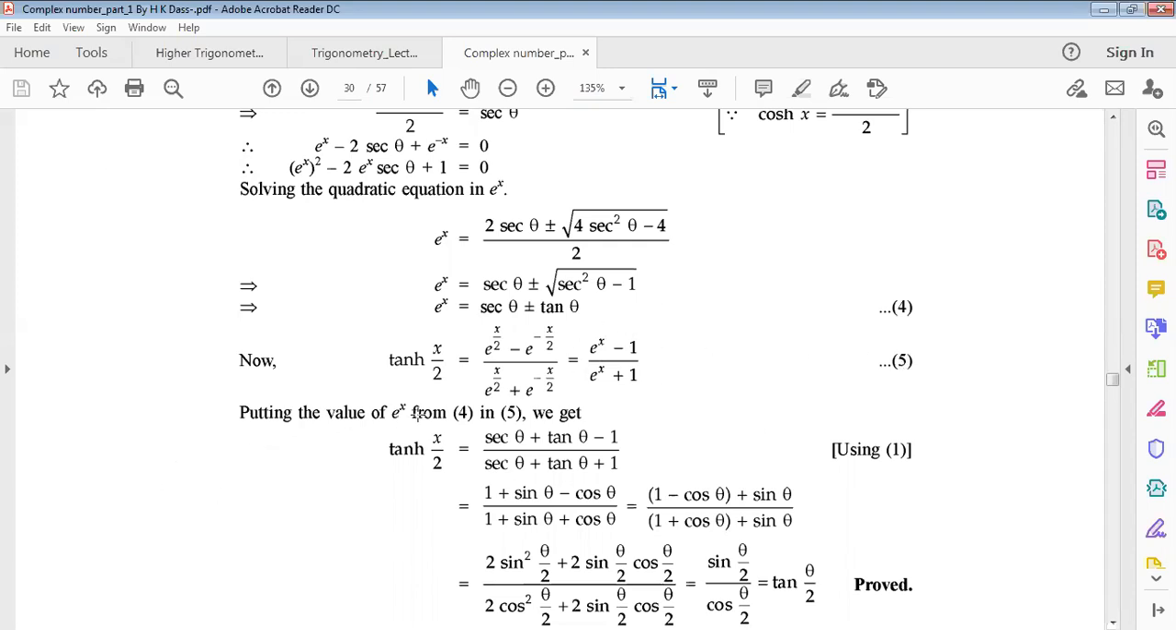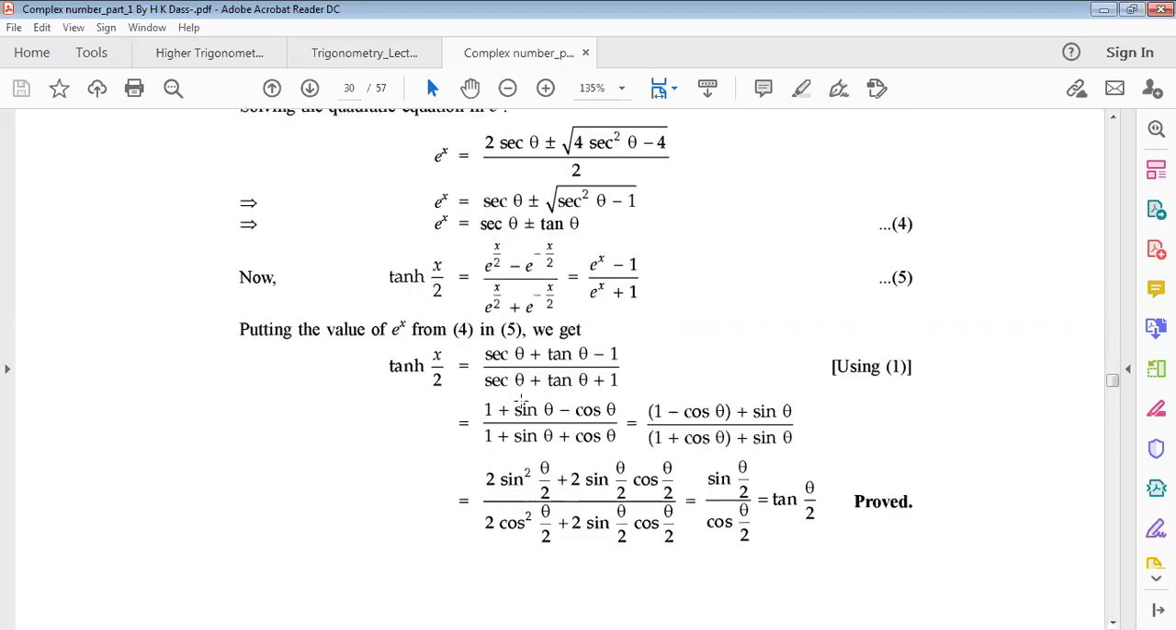Now putting the value of e to the power x from 4, e to the power x equals positive 1, negative 1. Now just using positive 1, tan hyperbolic x by 2 equals the e to the power x value. Then sec theta, sec means what? 1 by cos. Tan means what? Sin by cos. Then taking LCM in both numerator and denominator, after calculation we get 1 minus cos theta plus sin theta divided by 1 plus cos theta plus sin theta.